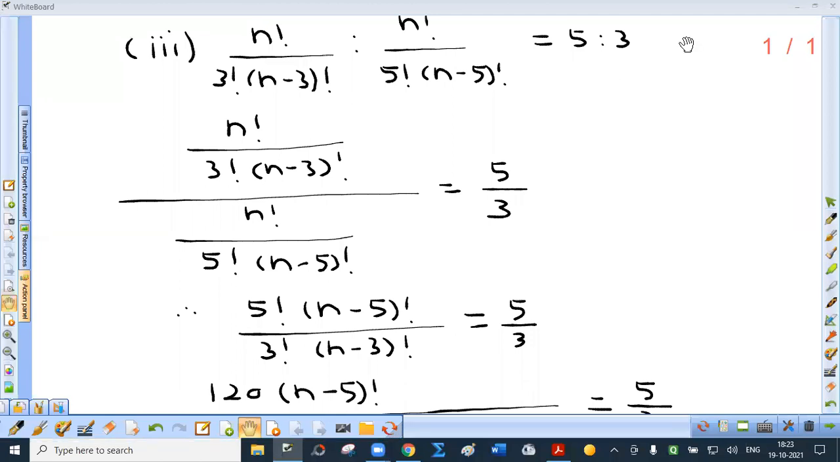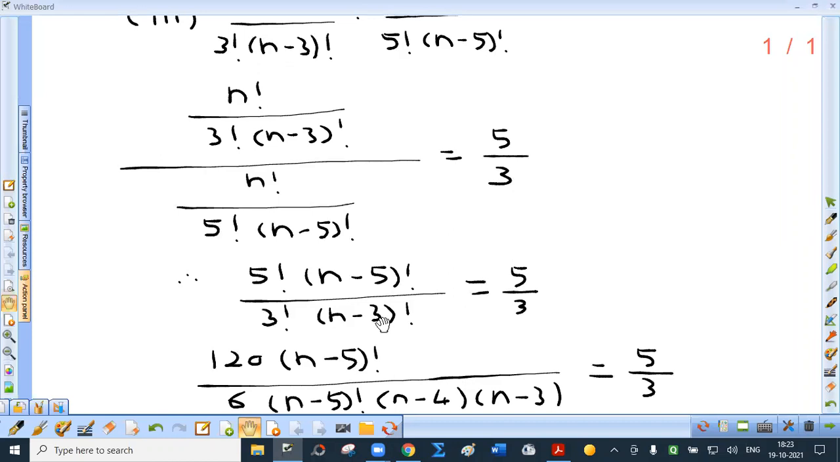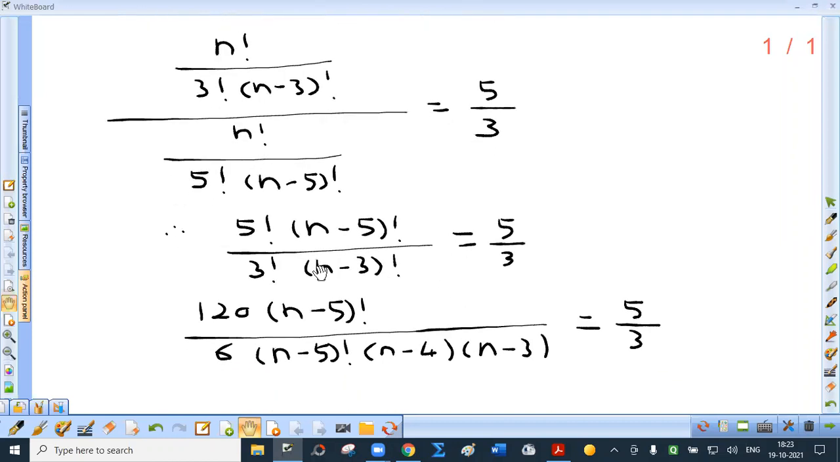Third one, n factorial upon 3 factorial into n minus 3 factorial is 2. Ratio is given: n factorial upon 5 factorial into n minus 5 factorial equal to 5 upon 3. Now a upon b upon c upon d is what? a upon b into d upon c. I have directly cancelled n factorial. So what remains is 5 factorial into n minus 5 factorial. This goes to the numerator, upon 3 factorial into n minus 3 factorial. Now 5 factorial is 120. You may say 5 factorial is 3 factorial into 4 into 5.